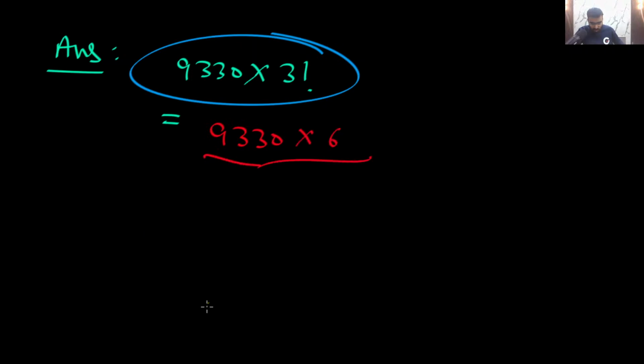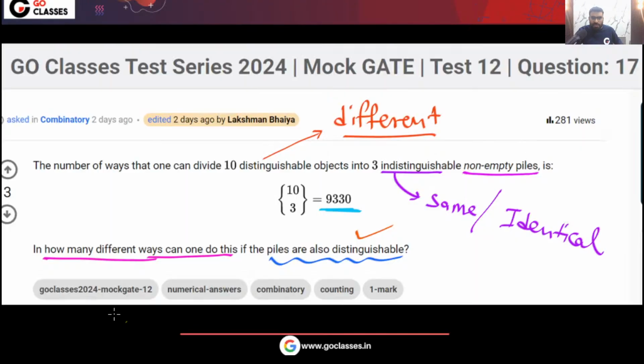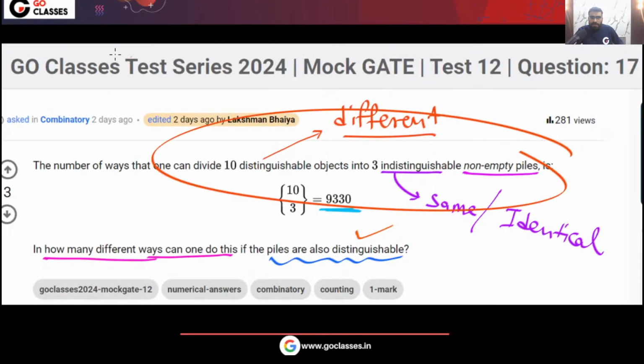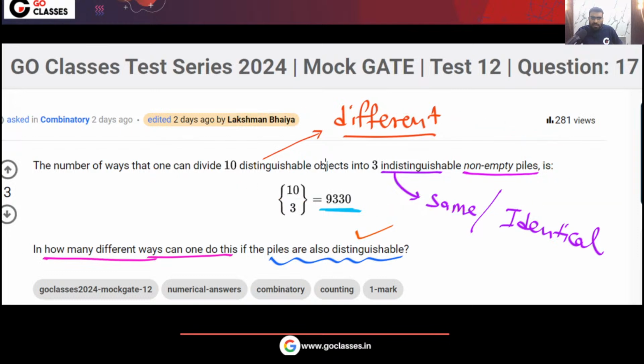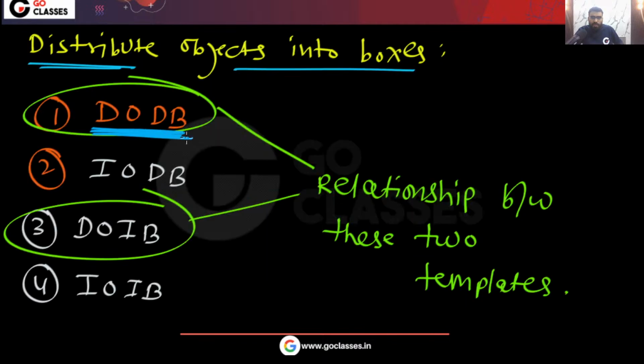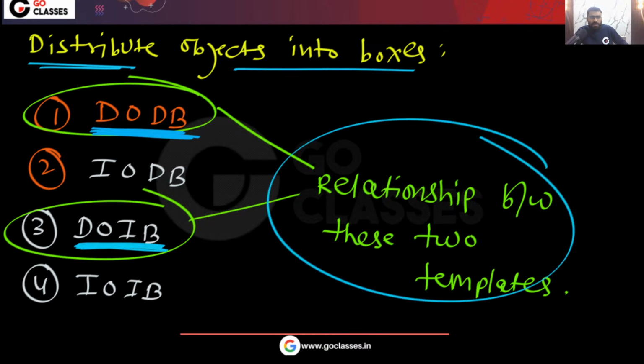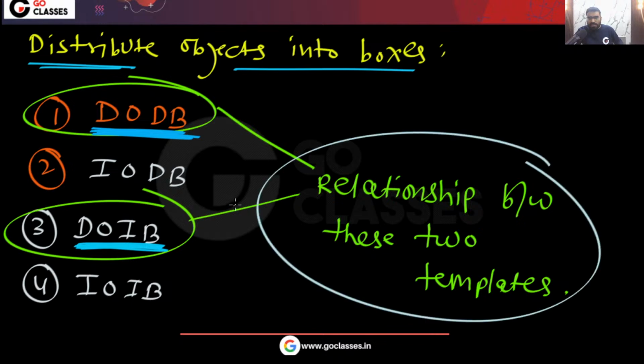But actually this question is beautiful, because you should understand the relationship between these two templates, DOIB and DODB. That relationship is basically what this question is asking. Yes or no? I hope you understood. Please tell me, is this clear to everyone? Does anyone have any doubt in this?